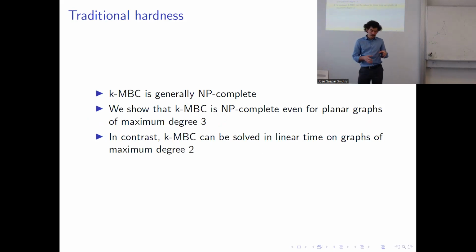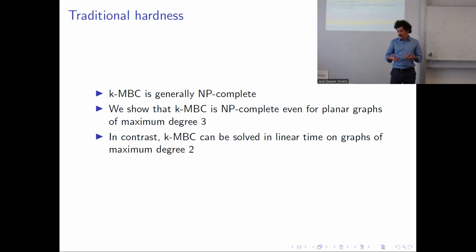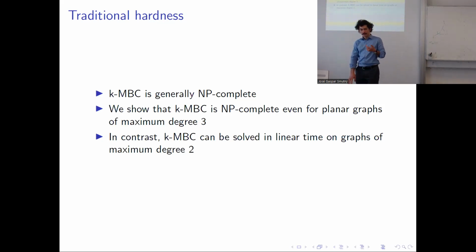And in contrast, if we restrict the input graph even more, so if it's either a path or a cycle, then the problem becomes solvable in linear time. So we really have to restrict the input graph a lot in order to obtain some tractable results without the framework of parameterized complexity. Again, I'll go through this only quickly.